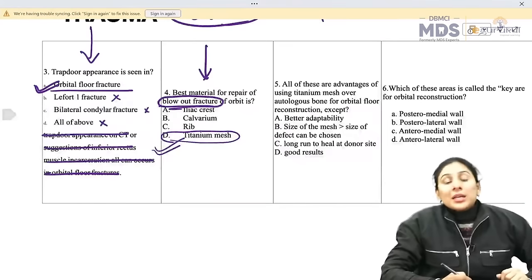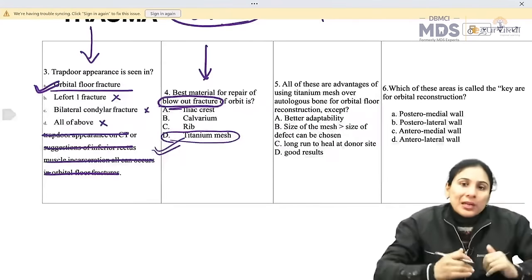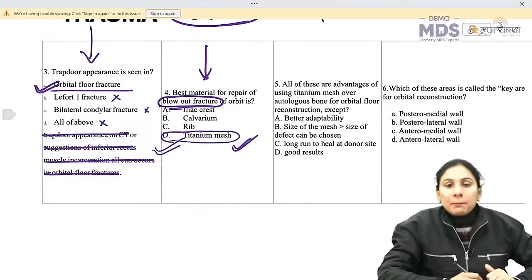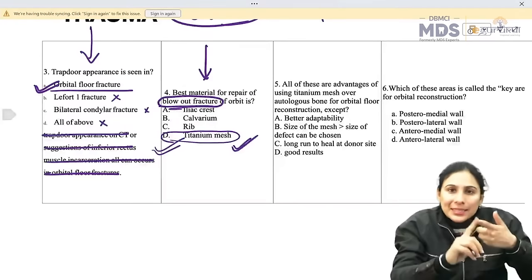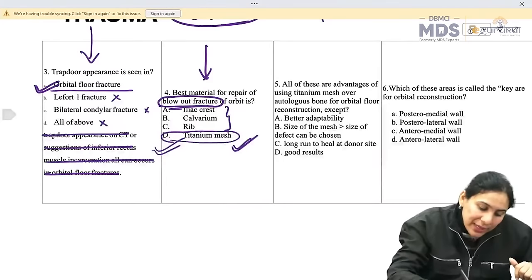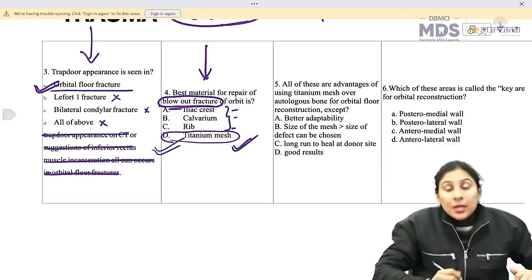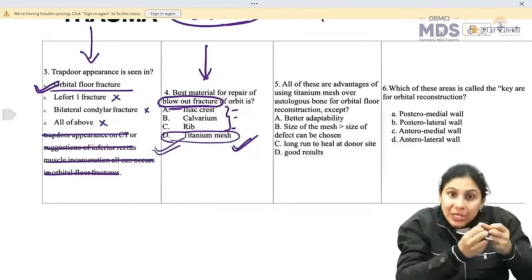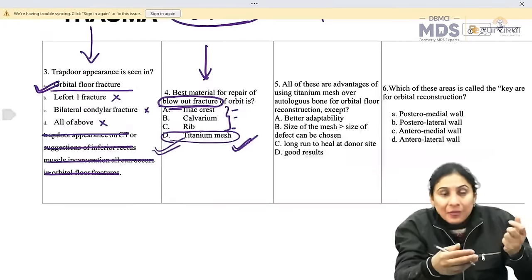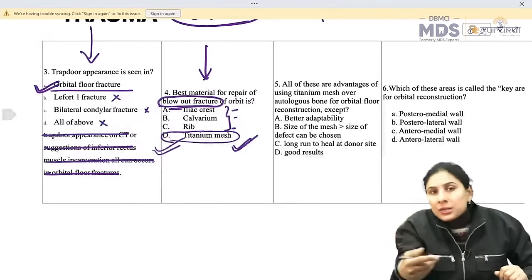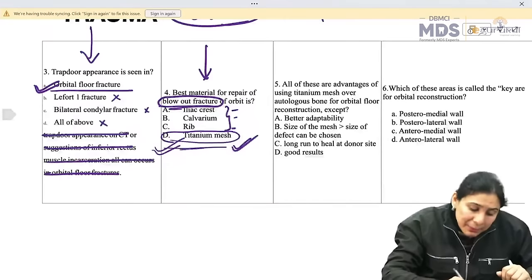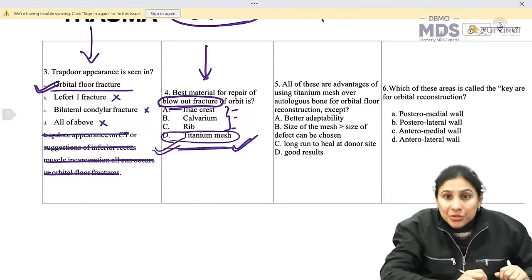What will be the treatment? Treatment will be reconstruction of the orbital floor. And what is the best material? Best material is titanium mesh. Why? Because it does not need a donor site like iliac crest, calvarium or rib. It does not have any donor site morbidity. It does not have any shrinkage, which can be seen in any of the autogenous grafts. And the long-term results are better with titanium mesh. So, that is the best material for orbital floor reconstruction.